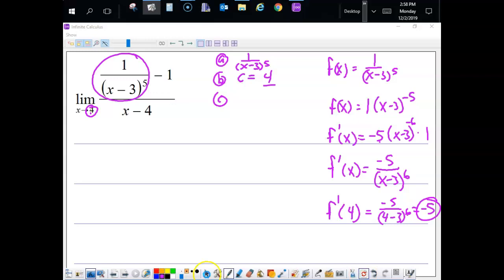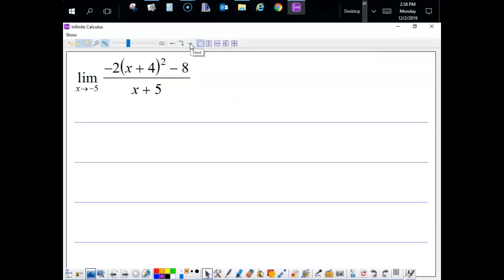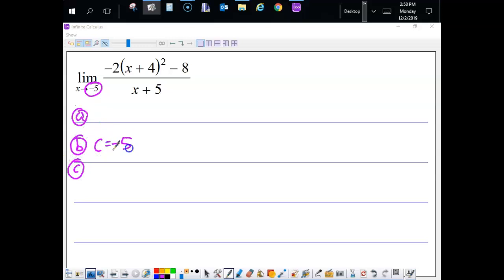All right, we might have 1 or 2 more. Last one, here we go. Okay, there's my c value. So that's what I'm finding the derivative at. There's my function.